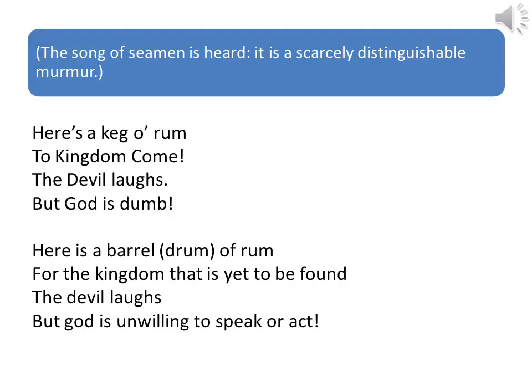When the scene opens, the song of the seamen is heard. It is heard like a murmur, not very easy to distinguish.